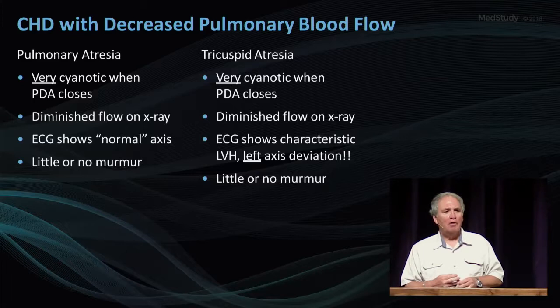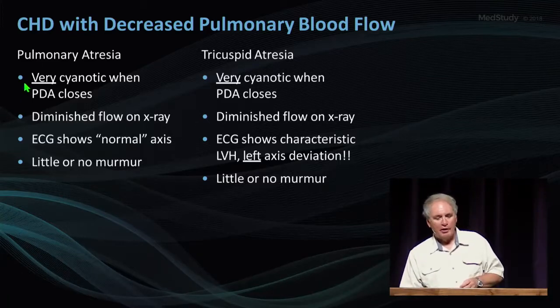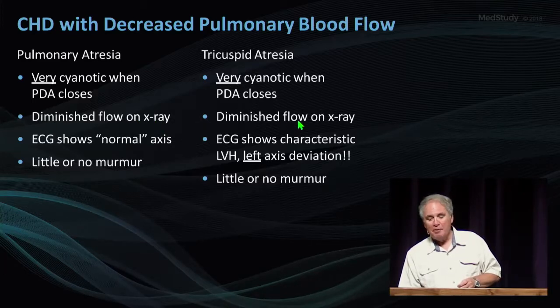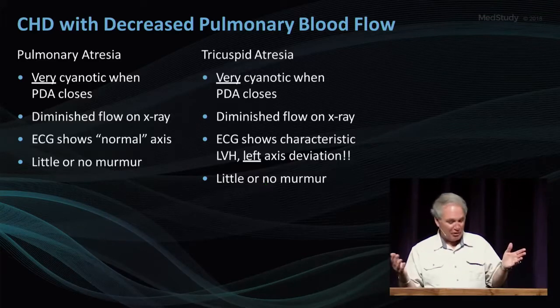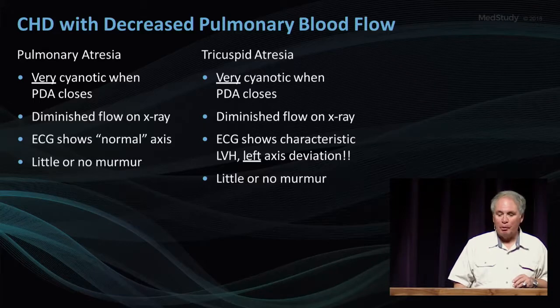Again, the two major players causing severe obstruction to pulmonary flow, tricuspid atresia and pulmonary atresia, let's contrast them. Very cyanotic when the PDA closes, same for tricuspid atresia. On X-ray, they look pretty much the same to me. Diminished pulmonary flow on X-ray, diminished pulmonary flow. ECG can help distinguish between them. Pulmonary atresia, the EKG shows kind of a normal QRS axis for age. But remember the last audience response question that we did, the two heart defects with left axis deviation include this one, tricuspid atresia, which will show you left ventricular hypertrophy and left axis deviation, little or no murmur. So it's the EKG that you can use, obviously an echocardiogram too, that can distinguish pulmonary atresia from tricuspid atresia.